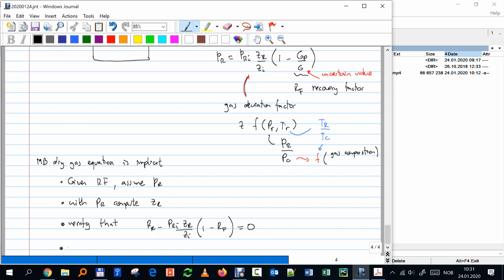If not, then I have to repeat. I have to go back to this step. I have to assume another reservoir pressure, read another set, and check this error again. It should equal 0, or practically, it has to be less than or equal to a tolerance that I define.